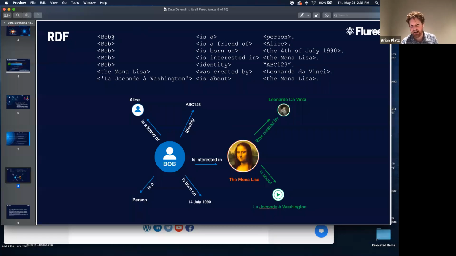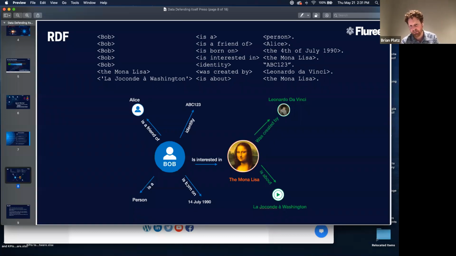So we see a bunch of facts about Bob. Bob's a person. Bob is a friend of Alice. Bob was born on this date in 1990. Bob's interested in the Mona Lisa. Bob has an identity, a digital signature, if you will, that can uniquely identify them. And then here's some information about the Mona Lisa. It was created by Leonardo da Vinci. So this simple format of data in a log format actually creates this graph down here.